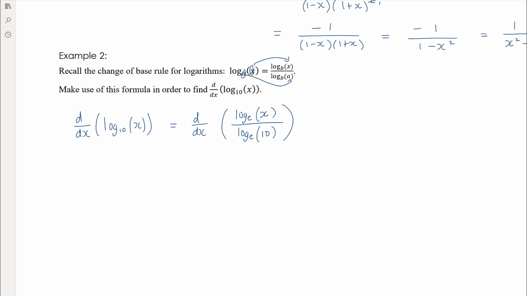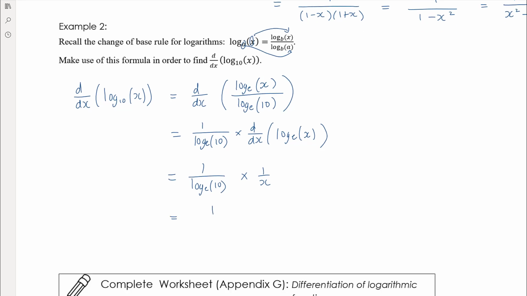Okay. Now, this does not require the quotient rule because log e of 10 is a number. This is just 1 on a number, times log e of x. You can take that out of the derivative. Sorry, that is the derivative of log e of x. Okay, so then we've got 1 on log e of 10 times the derivative of log e of x, which is 1 on x. And so our answer is 1 on x times log e of 10.